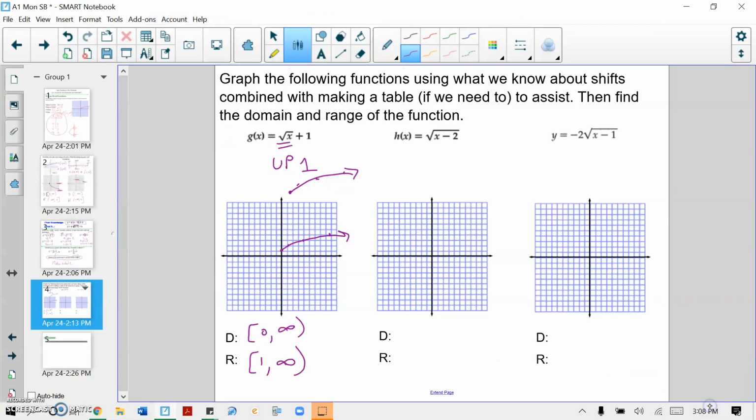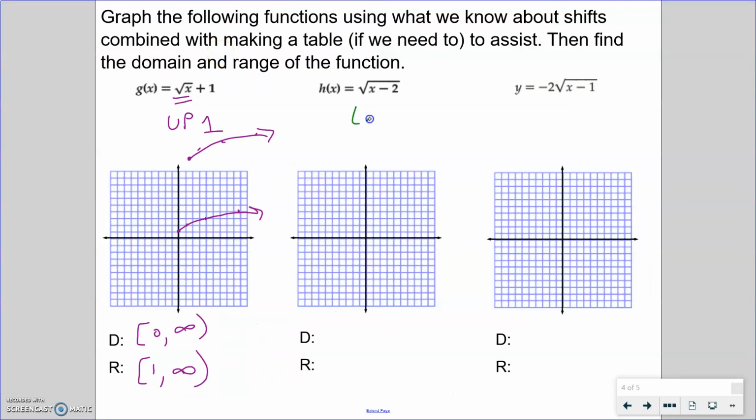All right, let me change my colors. Let's look at the second one. So this is going, oh, not left 2, whoops, because it's backwards, so right 2. So instead of starting at 0, 0, it's going to start at 2, 0. Everything else is the same. It's going to have the same shape, so it's going to have that 1, 3. Now 5 goes off the graph a little bit, but that's okay. And my shape will look something like that.